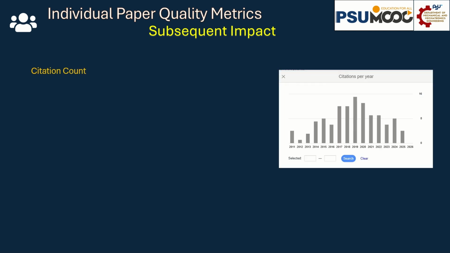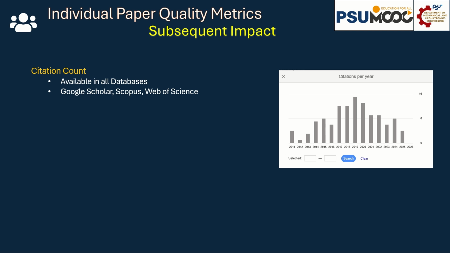Now, to evaluate the quality of individual papers on their own merits, we have to look at their subsequent impact. The most basic and universal metric we use is the citation count. This simply tracks the total number of times other researchers have officially referenced this paper in their own work. You can find this number across almost every major database, including Google Scholar, Scopus, and Web of Science. However, raw citation counts have a drawback. They don't account for the time or the discipline.